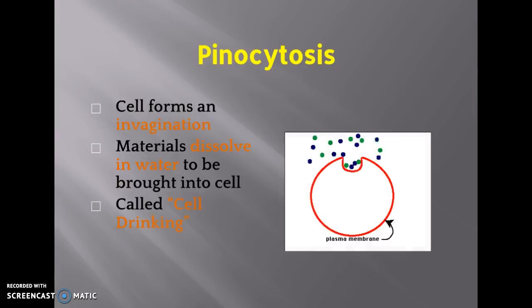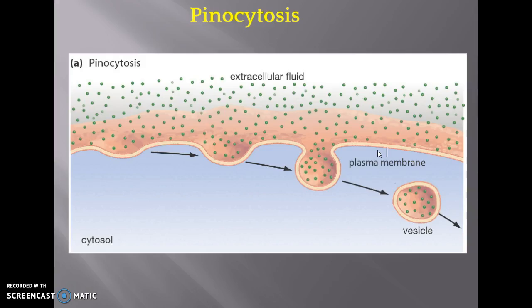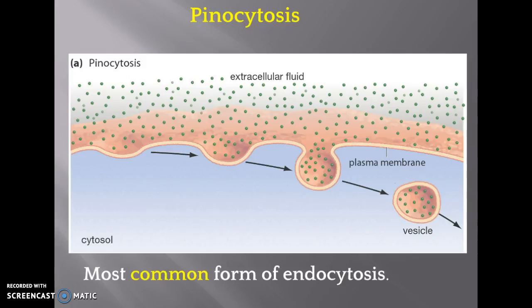Okay, here's a nice little animation that's showing that happen. So here the blue molecules are representing water, and then these are different materials that are dissolved in the water. This is the most common form of endocytosis, just because the outside of our cell is all fluid. It's extracellular fluid with stuff dissolved in it. So if we are pulling this down and pinching it off, we are going to have our water with our materials dissolved in it.